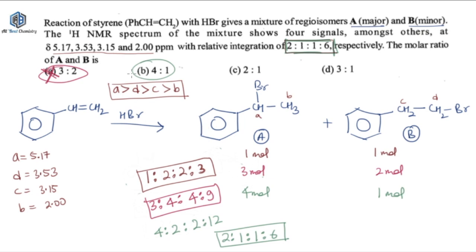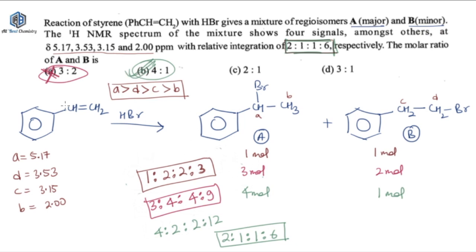That means this is the molar ratio of the product A and B, which corresponds to the intensity ratio of 2 is to 1 is to 1 is to 6 for the protons having these chemical shifts in the one major and minor product. So this is how you have to approach this question.